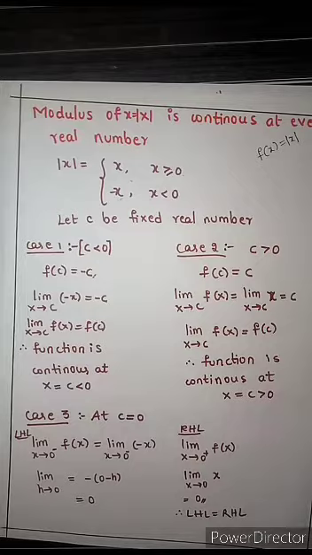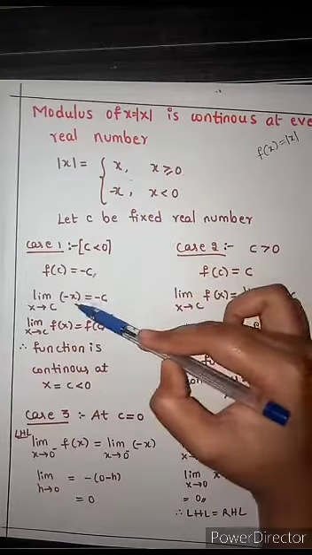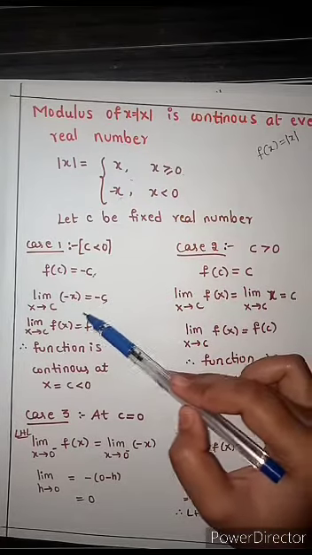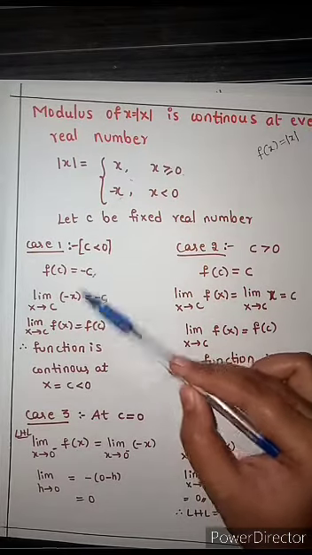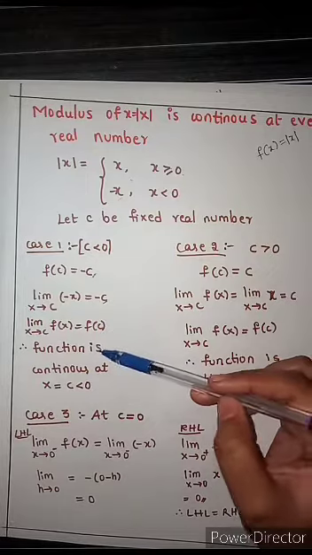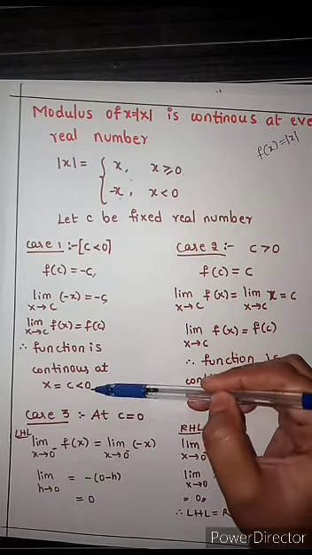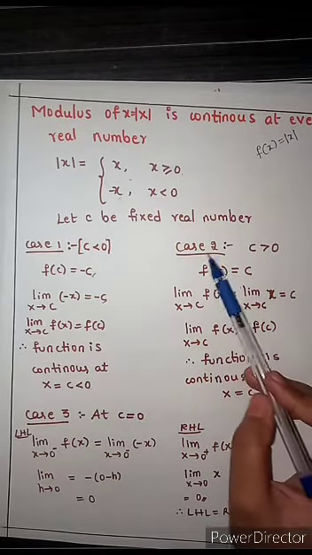For c less than 0, the function is defined as minus x. Minus x is minus c. Here the limiting value is equal to the functional value. Therefore the function is continuous at x equal to c, which is strictly less than 0.